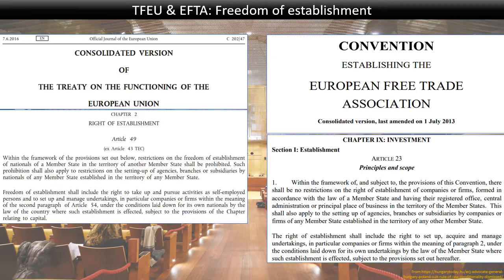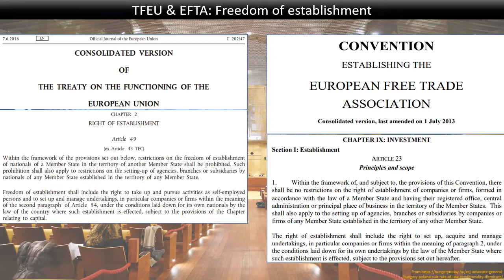Within the framework of and subject to the provisions of this convention, there shall be no restriction on the right of establishment of companies or firms formed in accordance with the law of a member state and having their registered office, central administration, or principal place of business in a territory of member states. This shall apply also to the setting up of agencies, branches, or subsidiaries by companies or firms of any member state established in a territory of another member state.